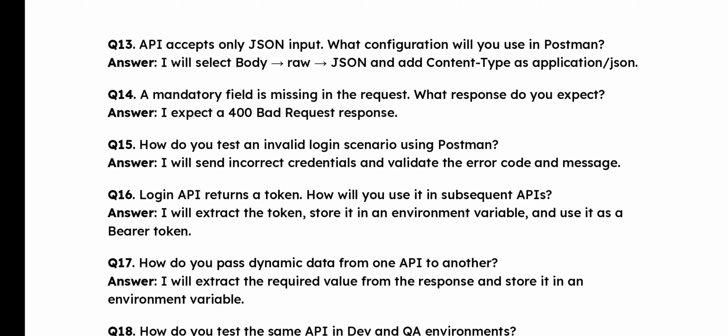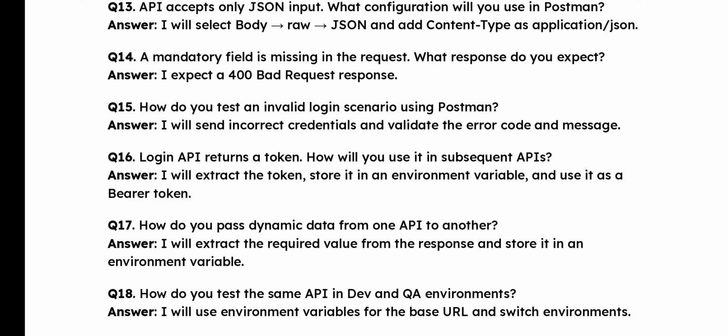And the 13th question goes like, API accepts only JSON input. What configuration will you use in Postman? Answer: I will select body and then raw and then the JSON and add content type as application/JSON. Okay, and a mandatory field is missing in the request. What response do you expect? Okay, answer: I expect a 400 bad request response.